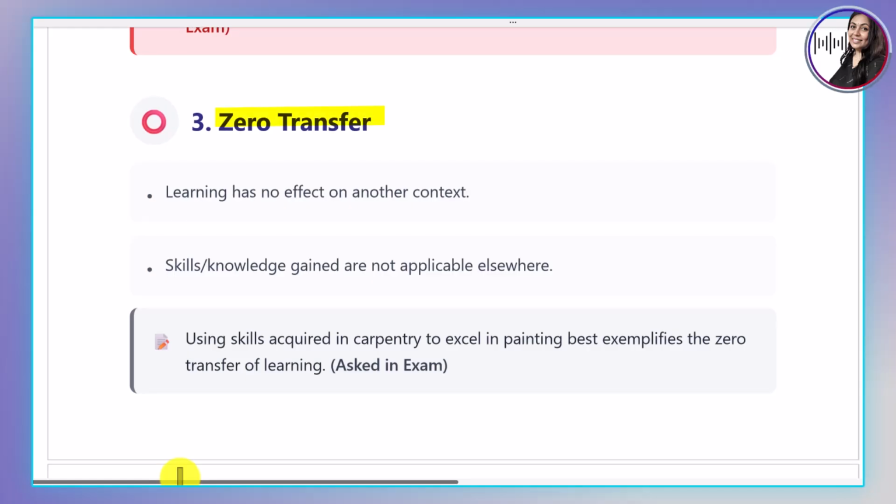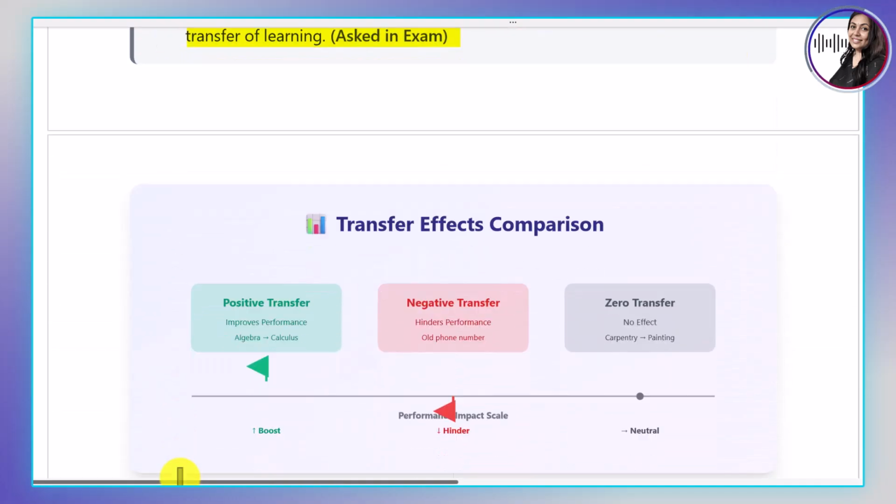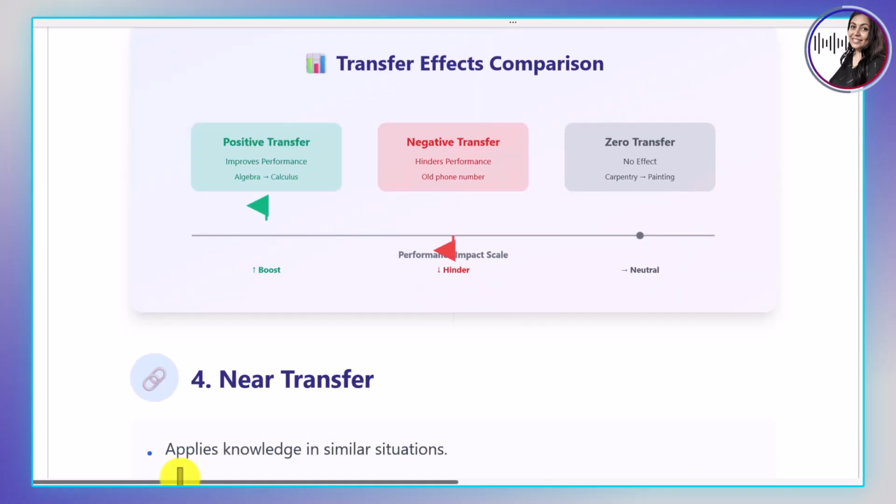The next type is zero transfer of learning. Zero transfer occurs when learning in one area has no effect on performance in another area. In this case, the knowledge or skills gained are not applicable beyond the original context. For instance, using skills acquired in carpentry to excel in painting best represents zero transfer of learning. This example has been asked in exams, making it an important one to remember.